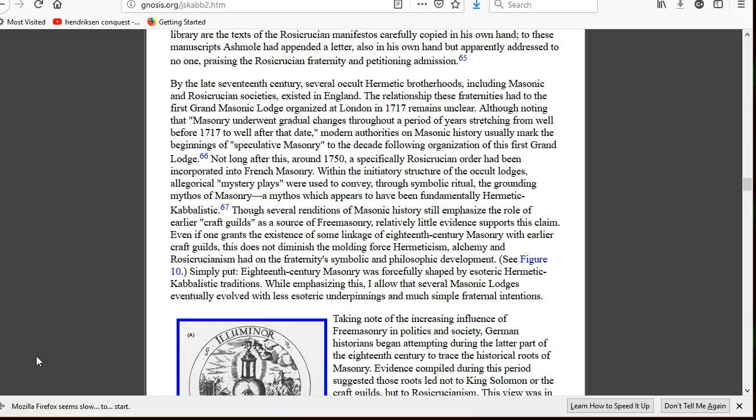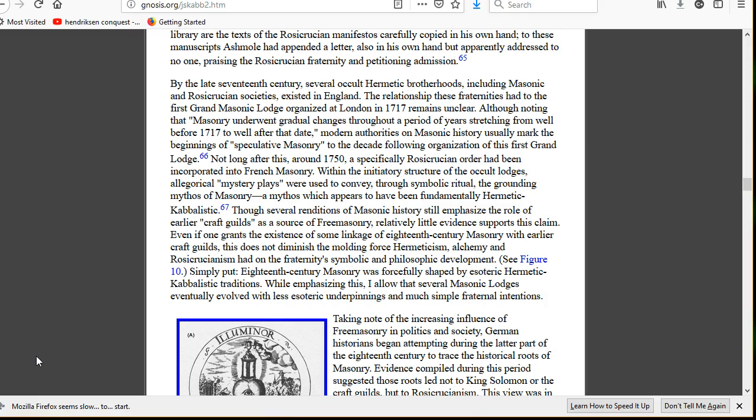It can't be understated. He goes on and says, through several renditions of Masonic history, though they still emphasize the role of earlier craft guilds as a source of Freemasonry, relatively little evidence supports this claim, though. That's really important. Think about that. He says the several renditions of Masonic history still emphasize the role of earlier craft guilds. They all do. They all say it comes from craft guilds. They all say it comes from guarding the secrets of craft guilds.